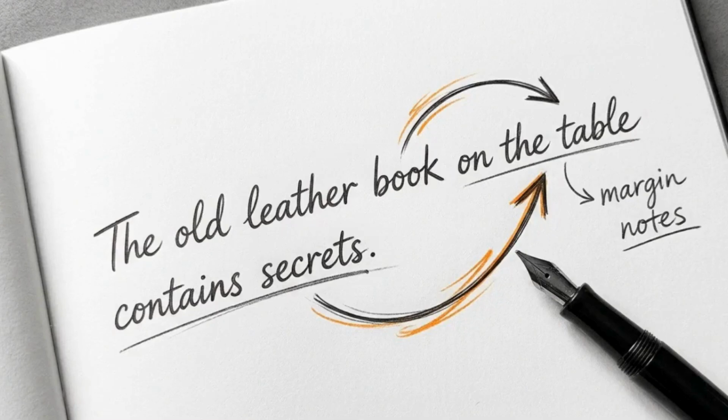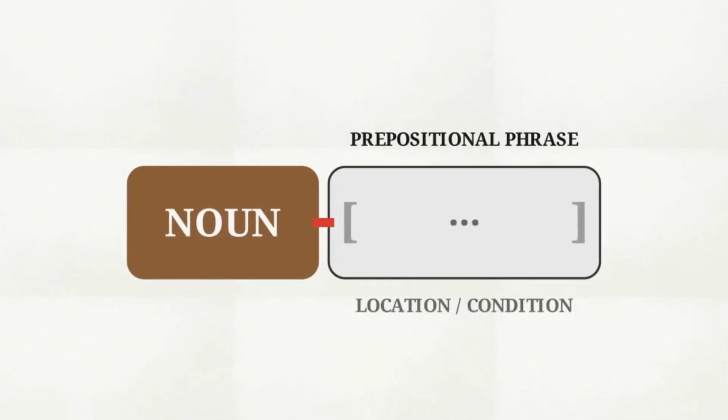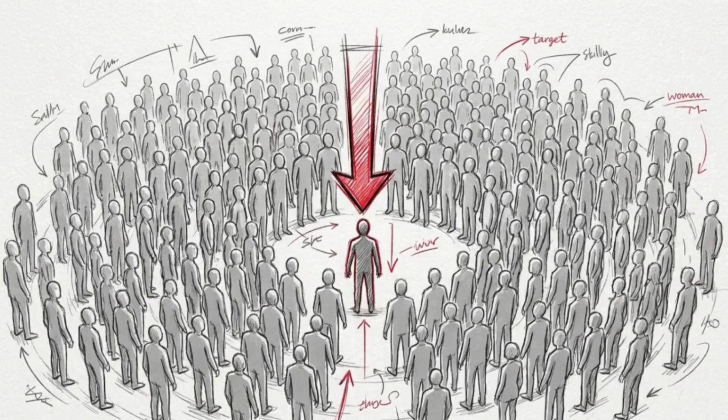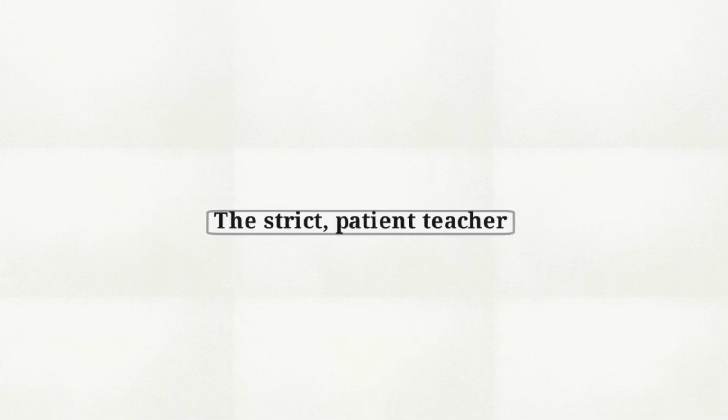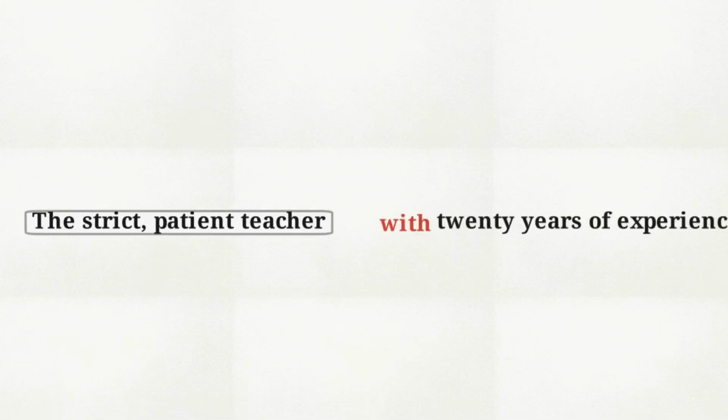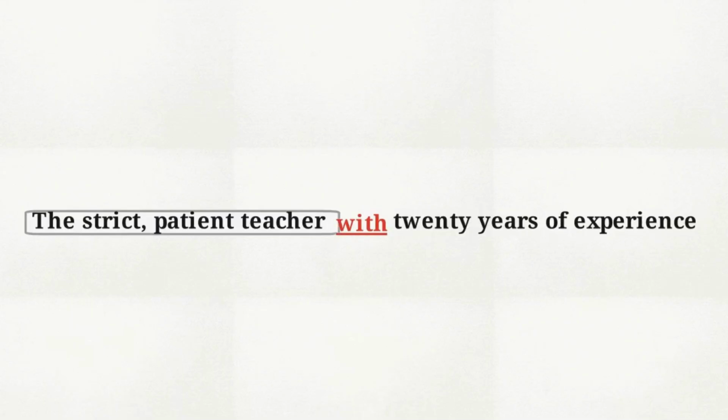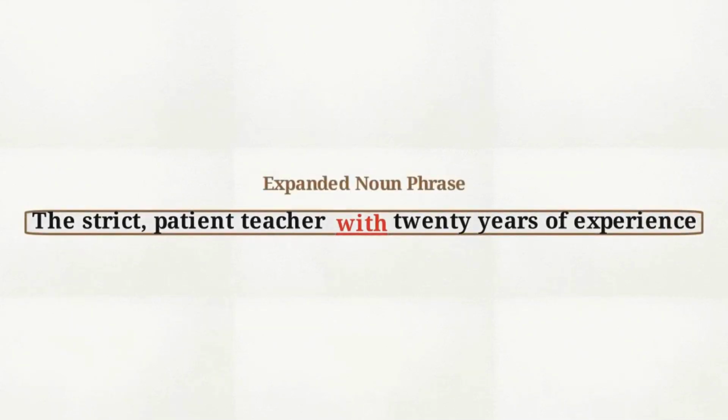Our second tool adds a layer of location or condition by attaching a phrase to the back of the noun. These trailing phrases usually start with prepositions, words like in, on, with, near, or behind. Come up with a detail that uses one of those prepositions to clarify exactly which noun we are talking about, and write it at the very end of your phrase. On screen, we'll shift our phrase left and attach with 20 years of experience directly onto the end.